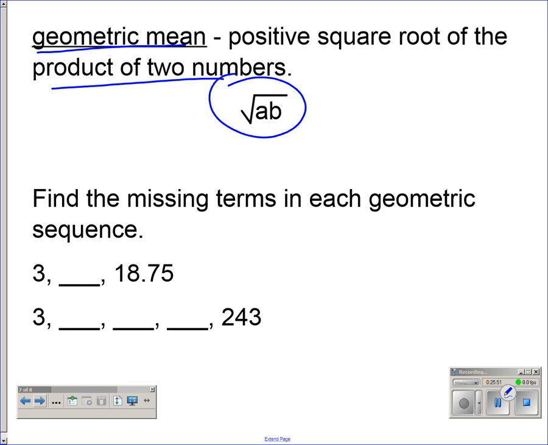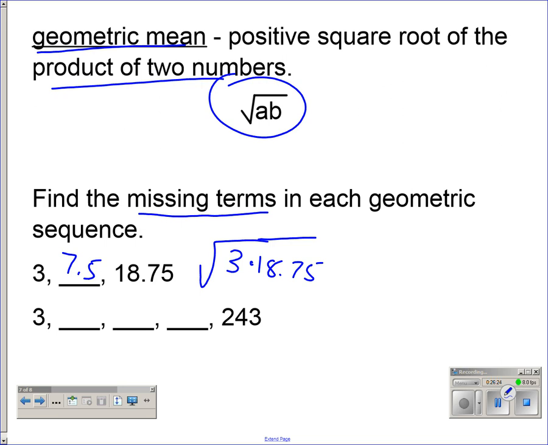Then we use it to find the missing term. Let's look at this example. Find the missing term: 3, blank, 18.75. The geometric mean will find that number in between them. It has a common ratio between consecutive terms. So I can take the square root of 3 times 18.75. I think it's 7.5.